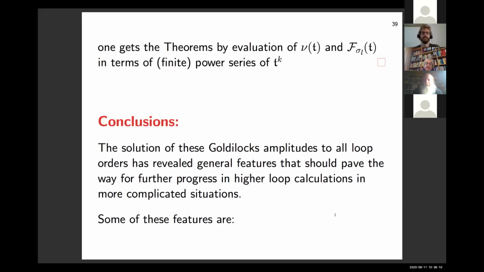And so to say, let me come now to the conclusions. So the solution of this Goldilocks amplitude, I would say, is not very hard, as it's an amplitude which is much too easy, but it has probably and hopefully revealed some general feature that could pave the way for further progress in higher loop calculation in more complicated situations. So let me say some of the features that I see as being relevant.